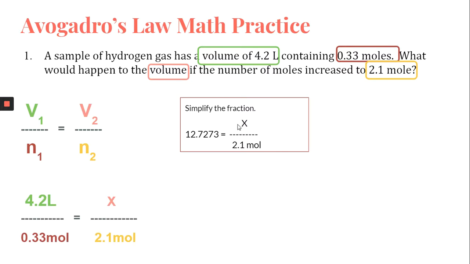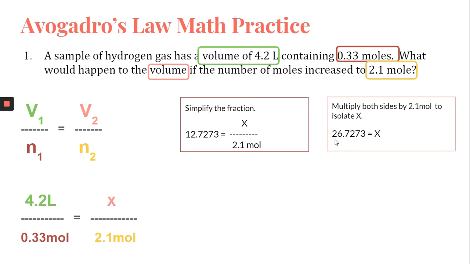Now we need to get X out of this fraction, and we're going to do that by multiplying both sides by 2.1 moles to cancel out 2.1 moles. So if I multiply this side by 2.1, I need to multiply 12.7273 also by 2.1. When I do that, I end up getting 26.7273 equal to X. So the nice thing here is that we've essentially solved for X.